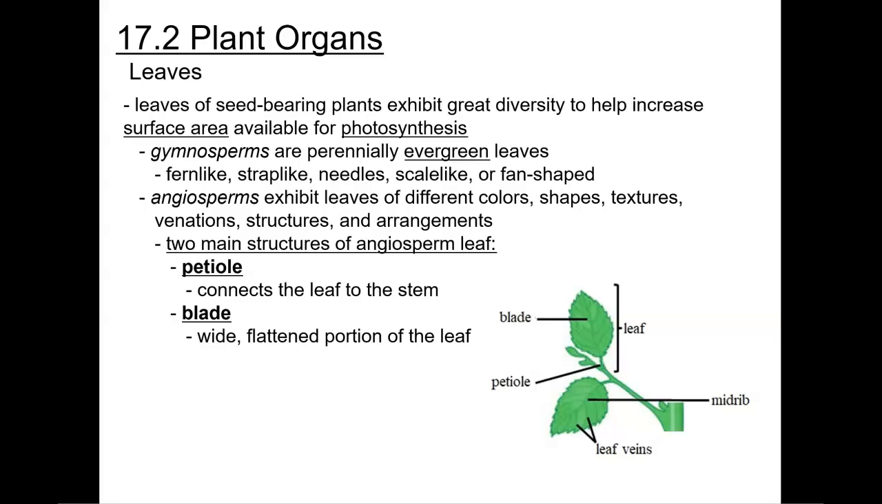Angiosperms will exhibit leaves of different colors, shapes, textures, venations, structures, and arrangements. You're going to have two main structures of angiosperm leaves. You have what's called the petiole. That's going to connect the leaf to the stem, and so you see this here in the picture. That's where it kind of divides off and makes the stem and then goes into the leaf. And you'll have the blade. The blade's going to be a wide, flattened portion of that leaf.